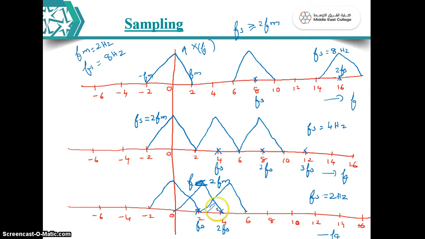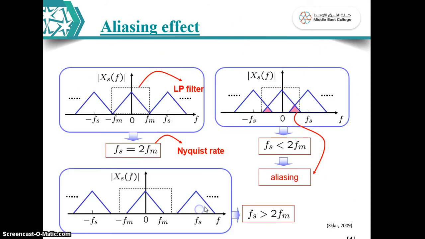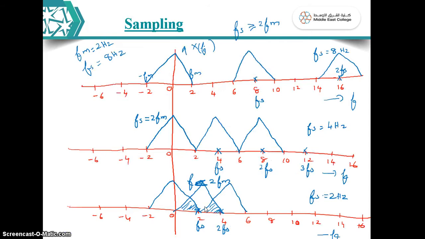See, each of these places is overlapping, so at all these places information will be lost. This overlapping is called aliasing. So we can make sure that if you are sampling at a frequency Fs greater than or equal to 2Fm, only in that case will we be able to reconstruct the signal.